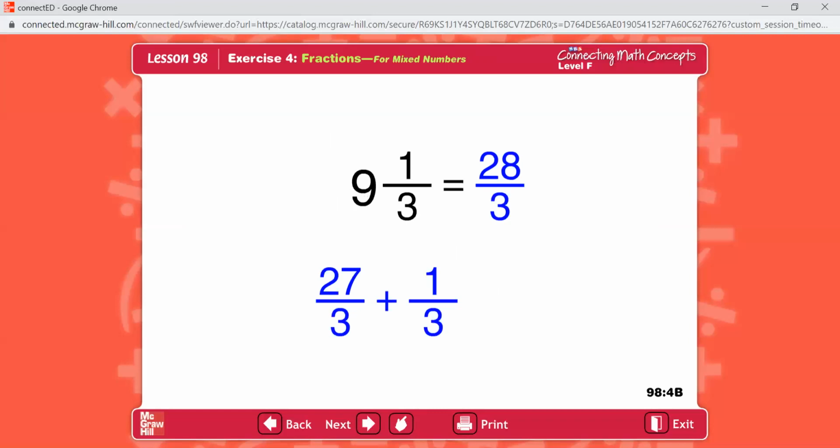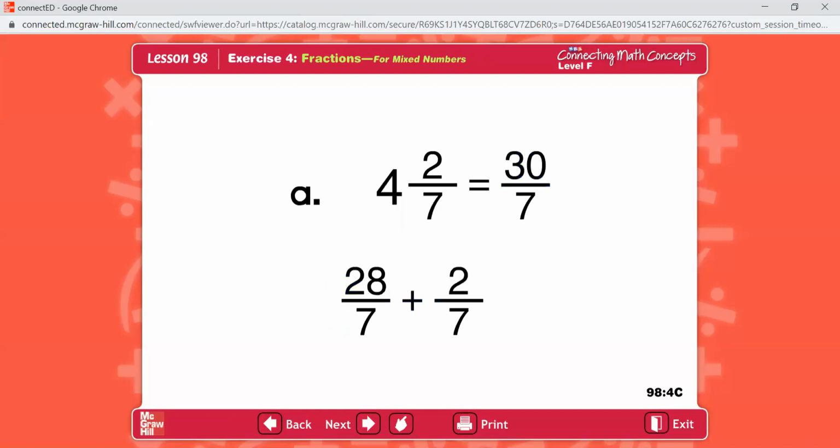Please find part 2 in your workbook. Read mixed number A. Mixed number A says 4 2/7. First, you write the fraction that equals 4. Your denominator should be 7. Then add 2 7ths, and complete the equation. Pause the video now to work the problem. Here's your answer.